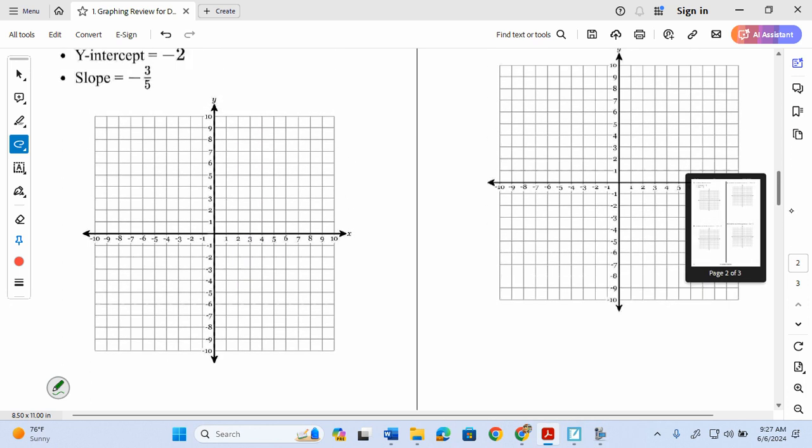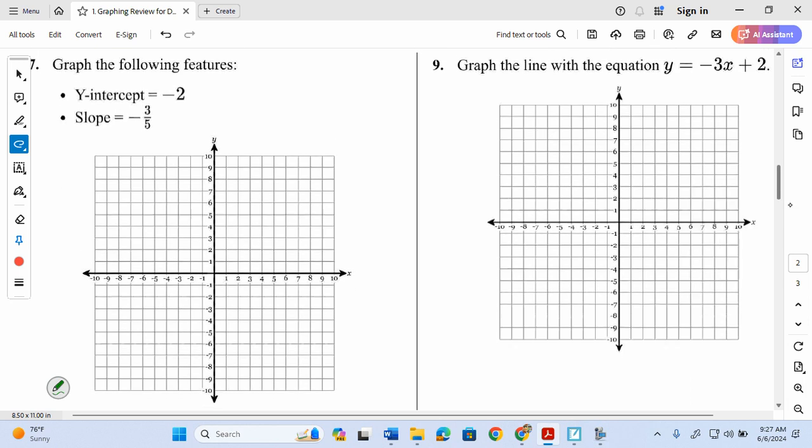All right, and then this says graph the following features. We're going to have the y-intercept of -2 and the slope of -3/5. So for the y-intercept, we're going to look at the y-axis and find -2 and put a dot here. This means that we've got a line that slashes right through the y-axis at -2.